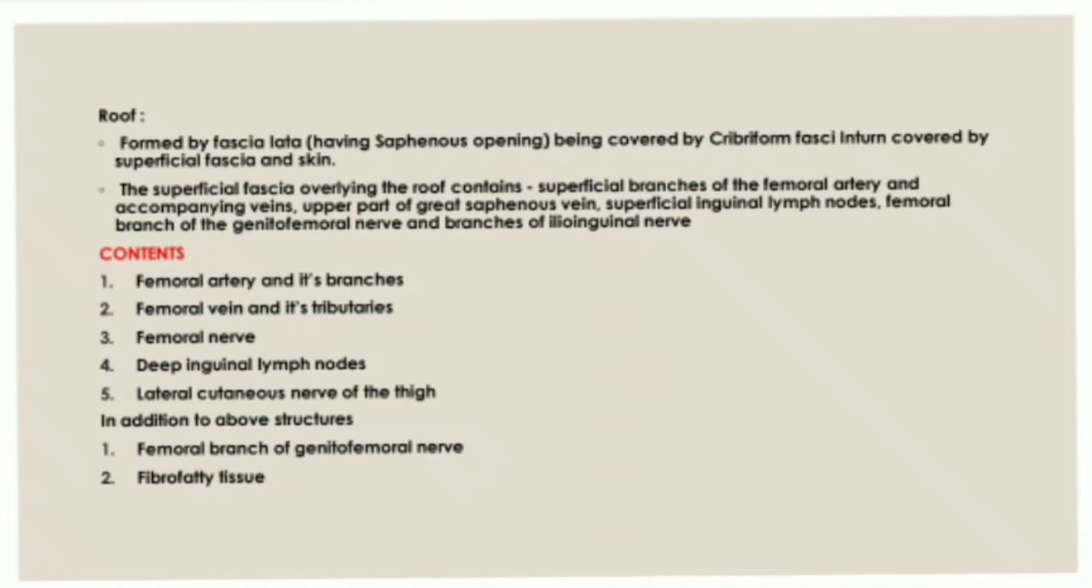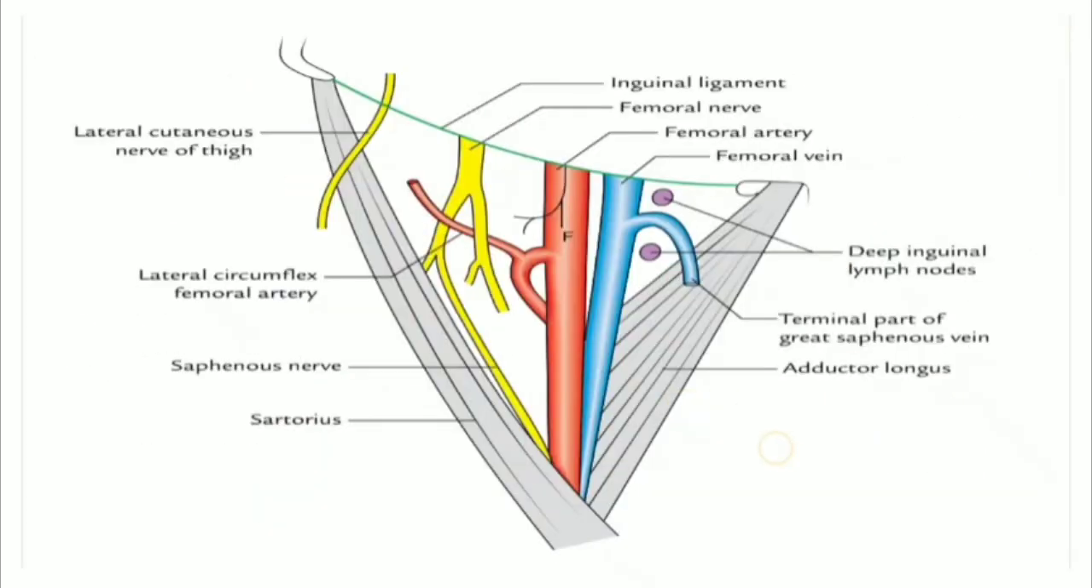Above the roof, above the fascia lata, which is one of the deep fascia, the superficial fascia will be there. So what does the superficial fascia contain? It contains superficial branches of the femoral artery. These are contents you have to remember. Then it has accompanying veins and the upper part of the great saphenous vein. Already I said, it will have the great saphenous vein or its upper part.